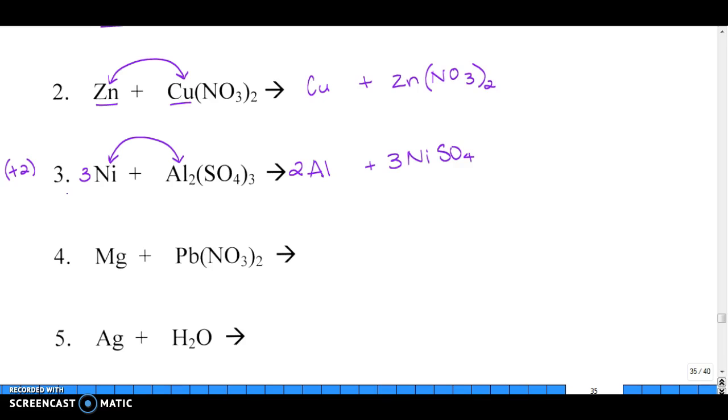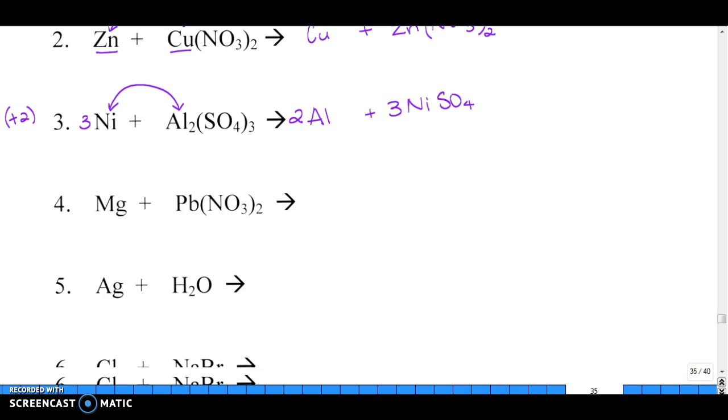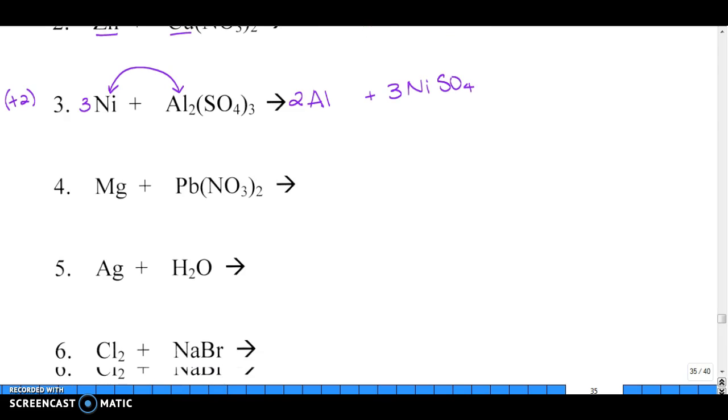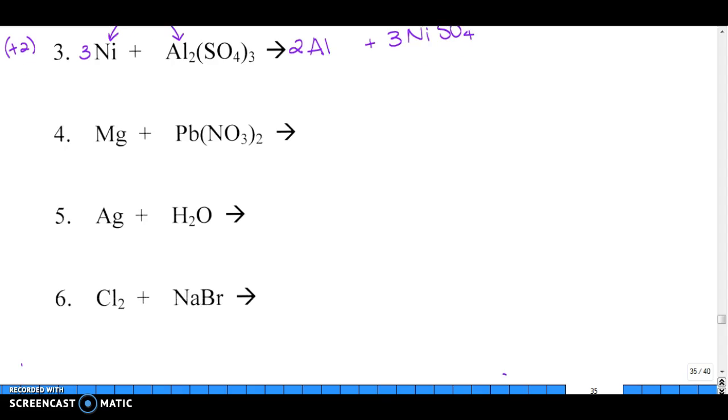Right now you might notice that we are going to ignore states of matter. At this point I am just focused on making sure we can understand how to actually predict what the products are based on our template reaction of the single replacement reaction.